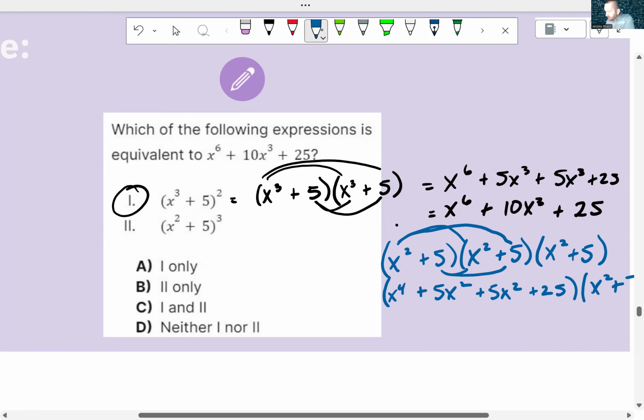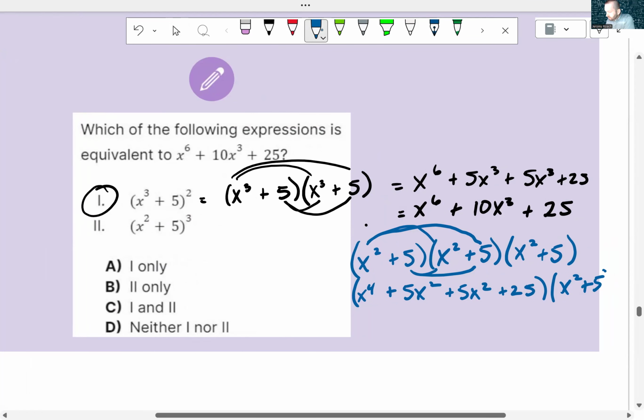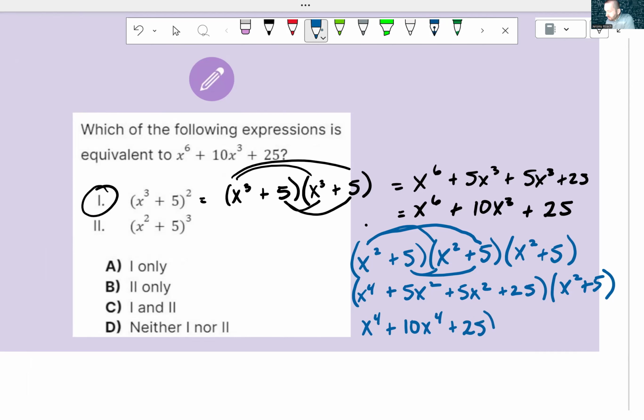I'm just going to write it to the side here. Okay, so now this is x to the 4th plus 10x squared plus 25, and that's times x squared plus 5. Now this gets a little bit tougher because we've got 3 terms now, but we basically do the same thing. So you just do that times that to start with. So x to the 4th times x squared is x to the 6th. x to the 4th times 5 is plus 5x to the 4th.